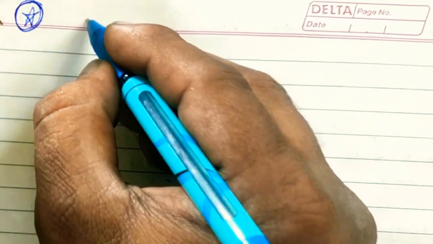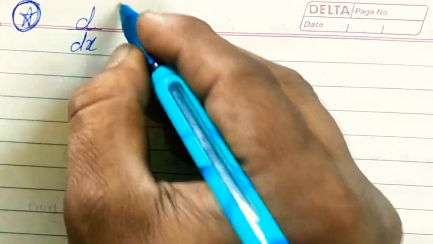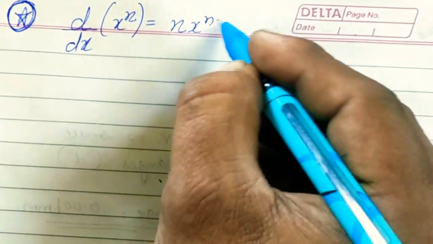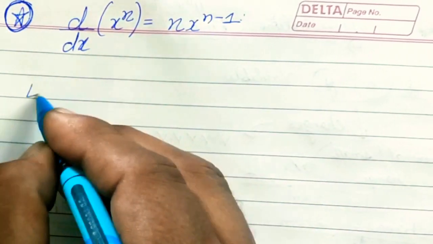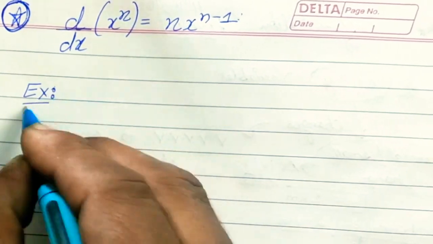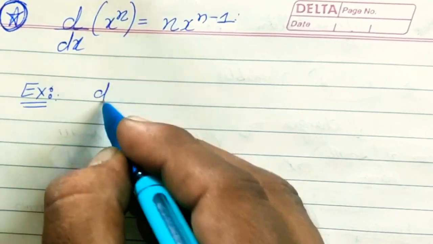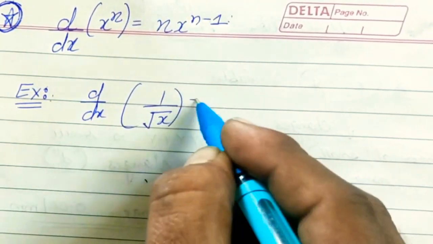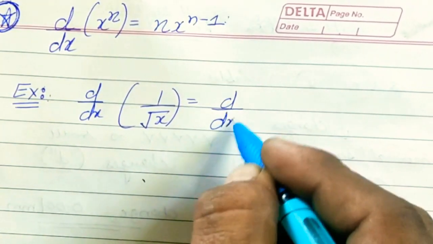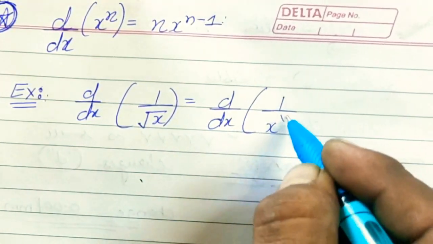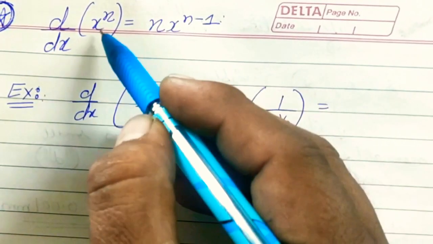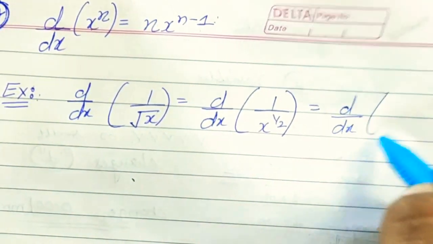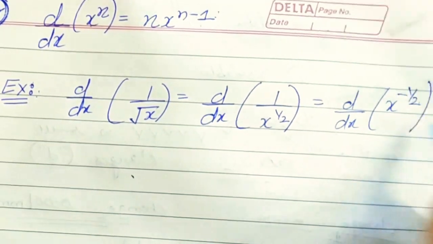So the formula that we have used is d by dx of x to the power n, which is n into x to the power n minus 1. Let's solve two more questions for this. The first question is 1 upon root x. Now root x can be written as x to the power half. This formula is valid when x is in the numerator, so we will bring this x in the numerator, so the power will become minus half.